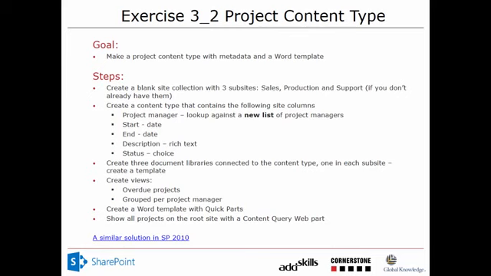And we're going to create a content type that contains the following site columns: a project manager, and that's going to be against a new list of project managers, start date, end dates, description, status, and that's going to be a choice. And then we're going to create 3 document libraries, 1 in each subsite, so that the sales department have their own projects, the production have their own projects, and so on.